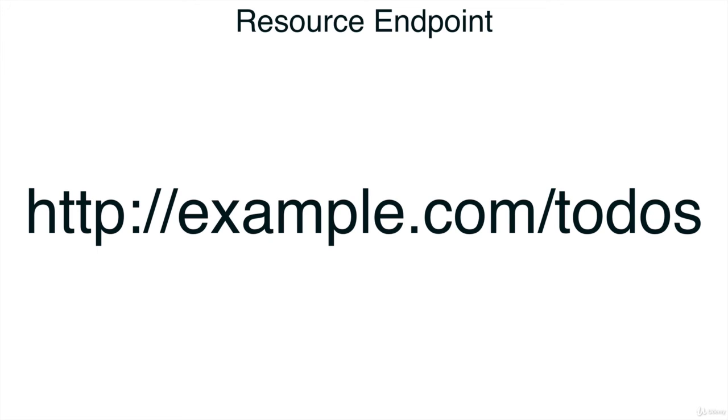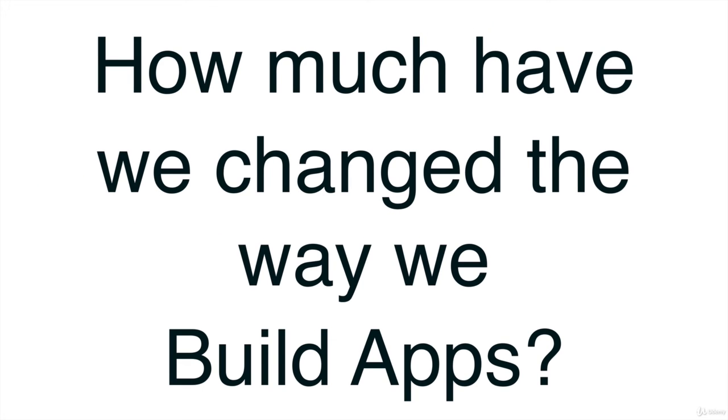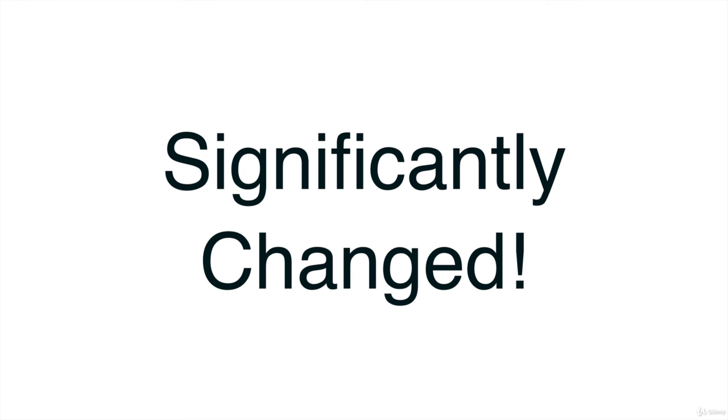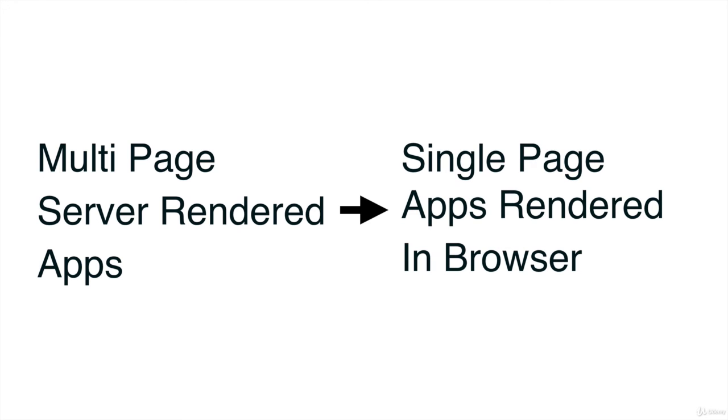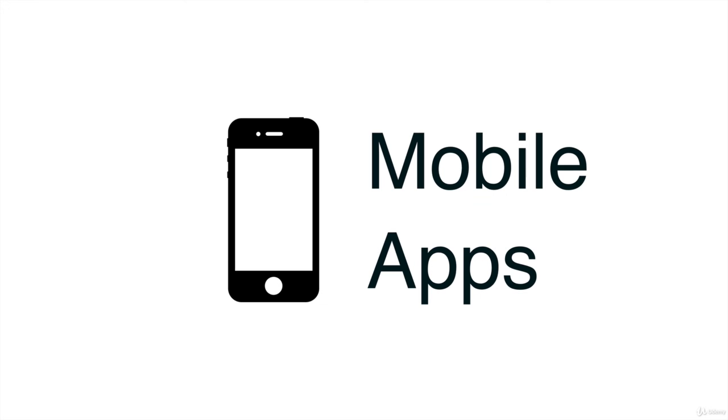But I want to circle back to the question I posed a few moments ago, which was the question, how much have we changed the way we build apps since the year 2000 when REST was created? I'd say we've significantly changed how apps are built. Probably the biggest change we've had for web applications is the migration from primarily multi-page server-rendered apps to single-page apps rendered in the browser, and of course the explosion of mobile apps and mobile usage. And apps in general have become much more sophisticated, and they do a whole lot more today than they've ever done before. So here's a question I'll pose to you.